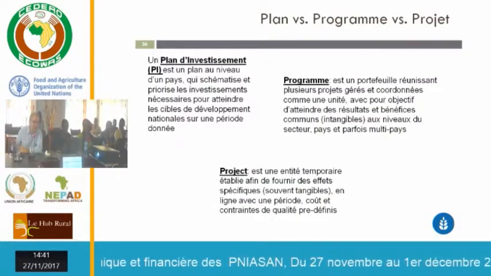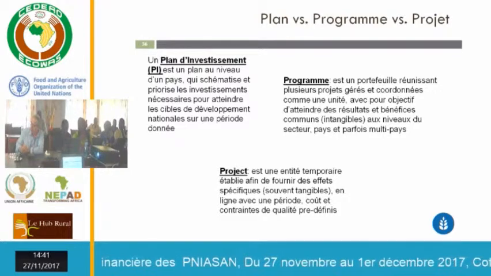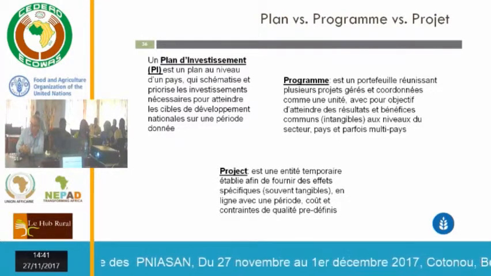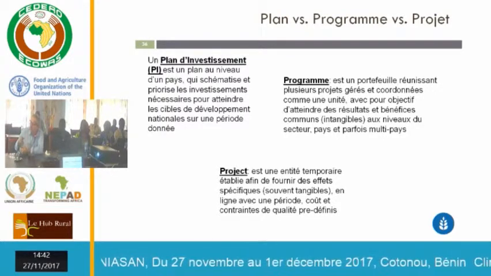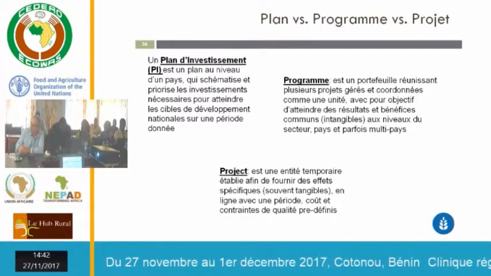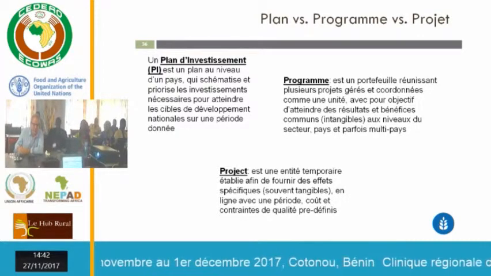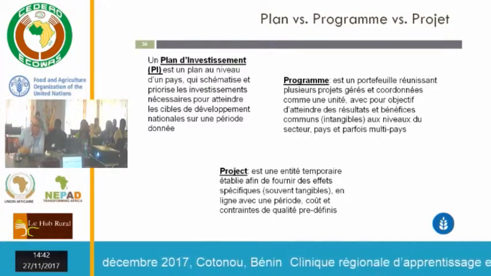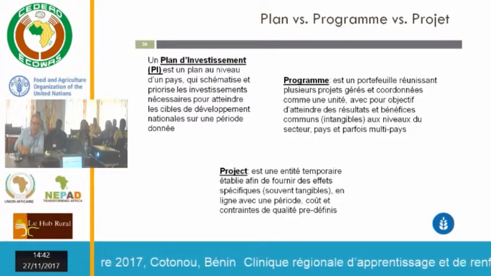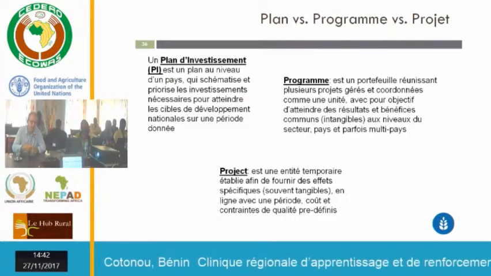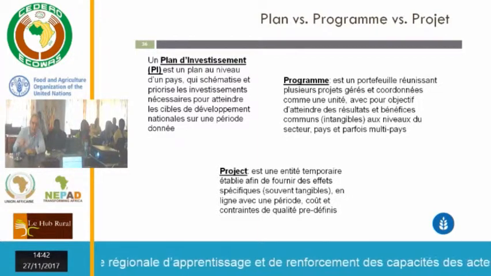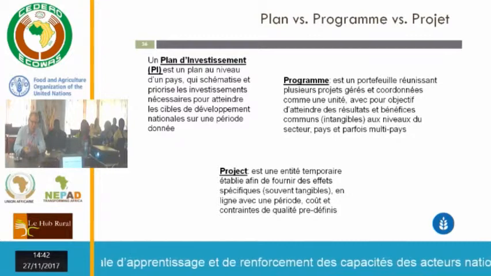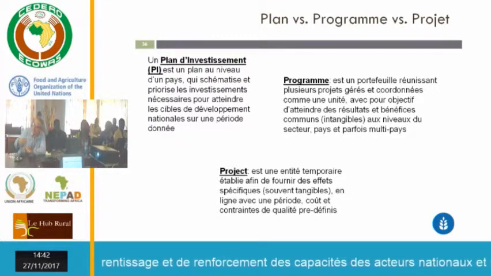And today, I took definitions that are not from me. The formulation is harder, but what is a project? It is a set of activities to produce a specific effect, often tangible, that can be quantified and monitored, and which is in line with a period, a cost and a constraint of predefined quality. A project is specific. It is a specific object with results that can be quantified, and for which there is no problem to conduct a financial and economic analysis.